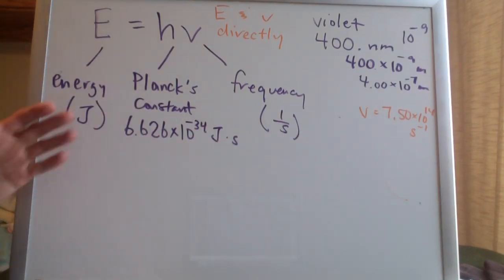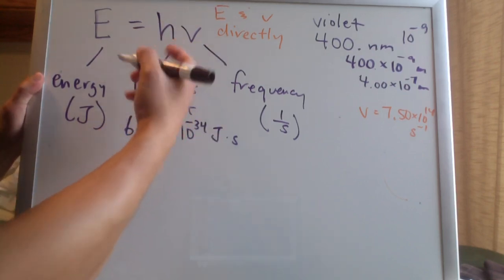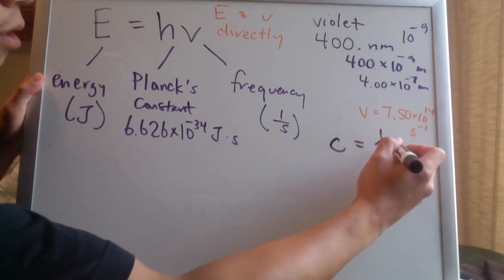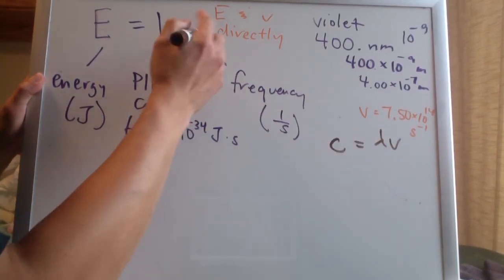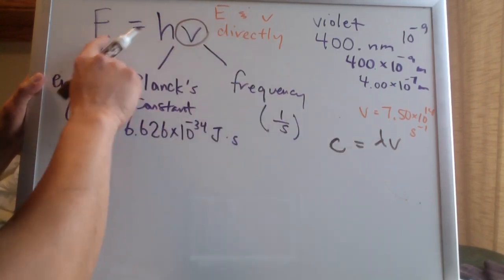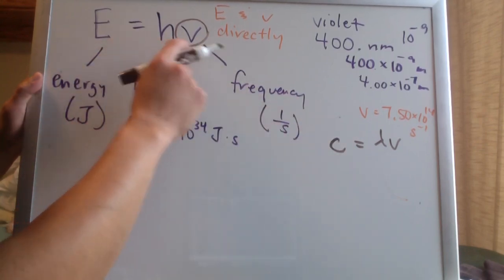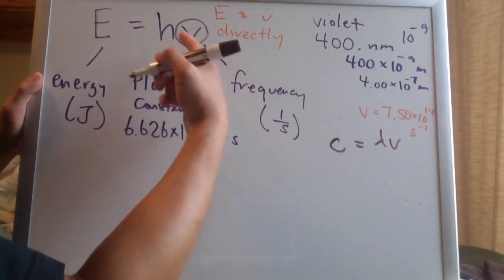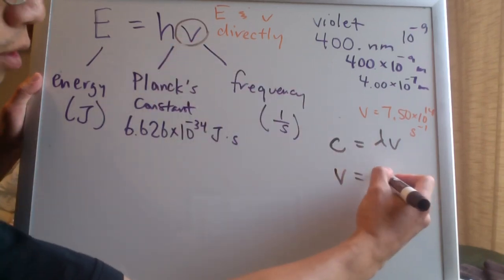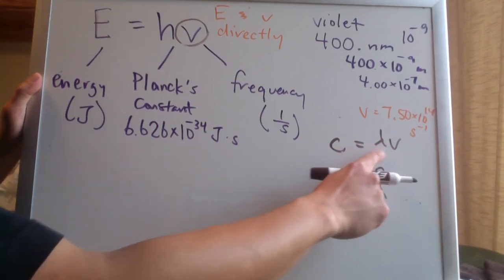Now, one other thing I wanted to do, I'm not going to plug in here, is just to show from before, we had c equals lambda times nu. Now, if we wanted to get the relationship between the wavelength and the energy, we could actually combine these two equations to figure out that relationship. And so I'm going to solve for nu here. So nu equals c over lambda. And all we did was divide both sides by lambda.